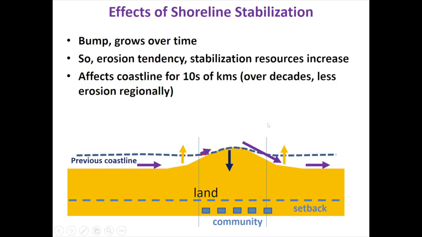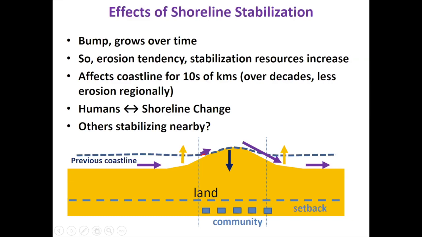Okay, so humans are doing this stabilization in response to shoreline change, but shoreline change is responding to what the humans are doing just as much as humans are responding to shoreline change. So there's a tight coupling going on in here clearly. And if other communities are nearby on this coastline that is schematically depicted here, their erosion rates are going to be affected by this community's stabilization efforts.